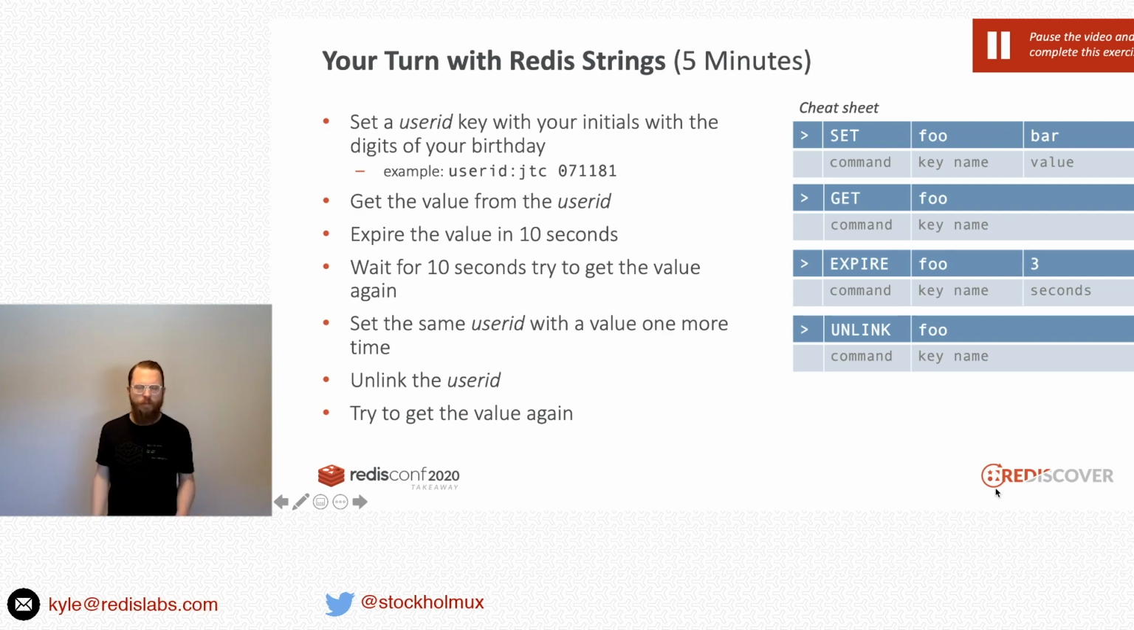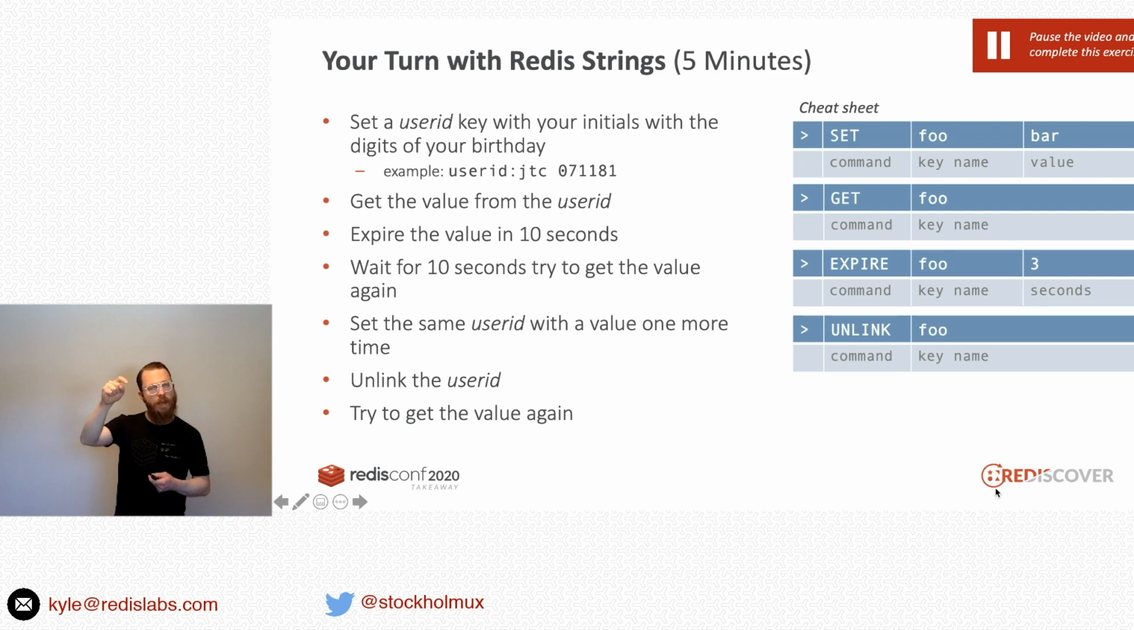You can do anything you want to, just a value, right? Then we want to get the value back out of user ID. We will expire it in 10 seconds, so use the command that would expire things. Wait for about 10 seconds to try to get the value back out again. And then set the same user ID with the value one more time.